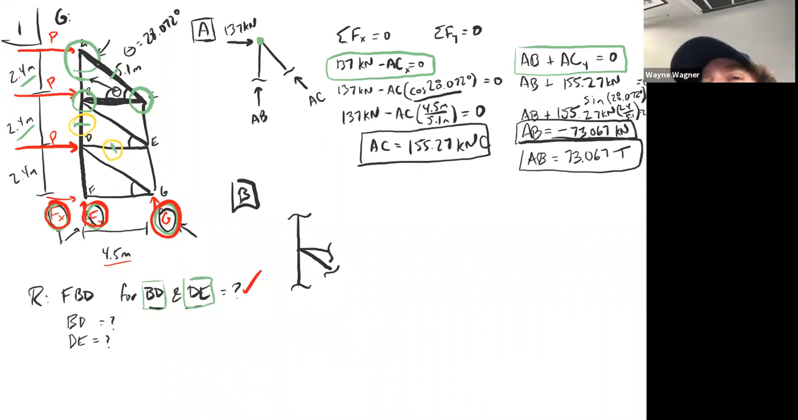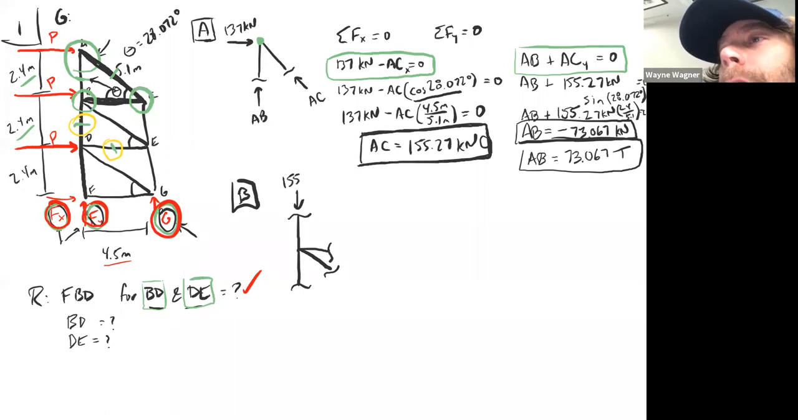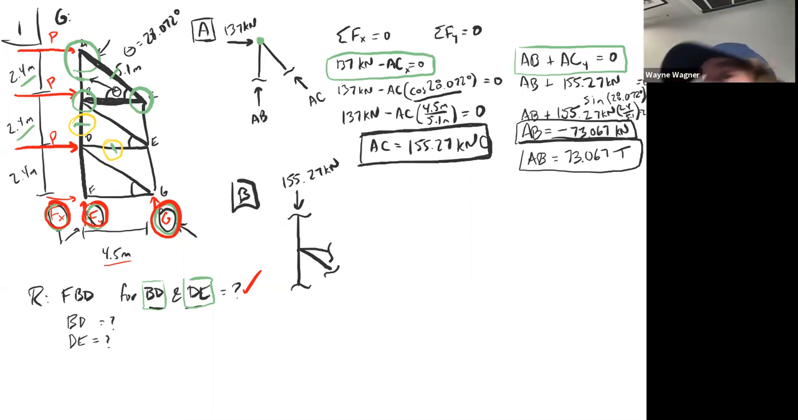Okay, so we're gonna go up here. There's a few different ways to do this. If you're using a computer to solve this, you have to be consistent with signs all the way through in order to make it work. I like to be inconsistent with my signs because I know these answers. So I know this is compressive, so I'm going to say this is 155.27 kilonewtons.